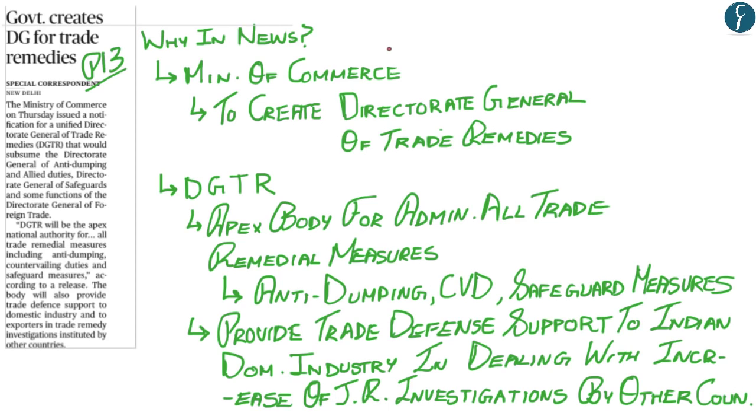Now, hopefully, up till here, you have understood that the Ministry of Commerce is creating a new Director General of Trade Remedies, wherein this Director General of Trade Remedies would be an apex body for administration of all trade related remedial measures and would subsume the Director General of Anti-Dumping and Allied Duties, the Director General of Safeguards, and various functions of the Director General of Foreign Trade, and wherein the trade remedial measures would include anti-dumping, countervailing duty, and various safeguard measures. And apart from this, the Director General of Trade Remedies would provide trade defense support to Indian domestic industries, especially exporters, in dealing with the increase of trade remedial investigations by other countries.